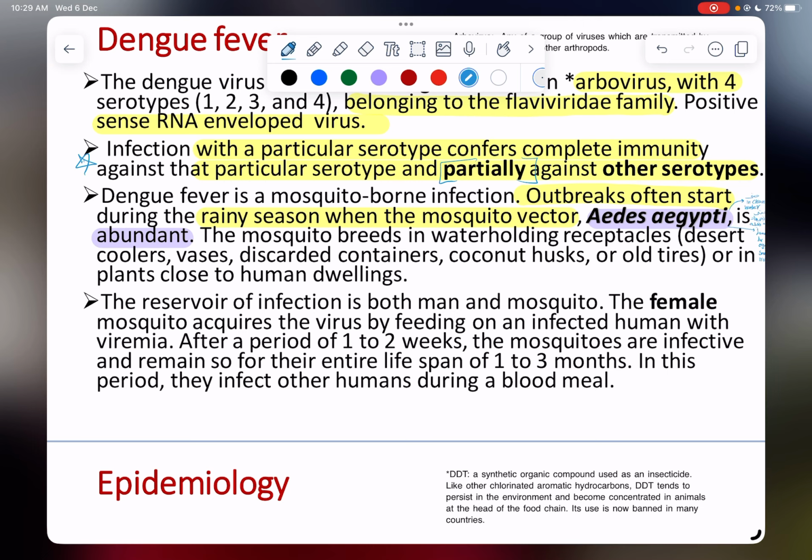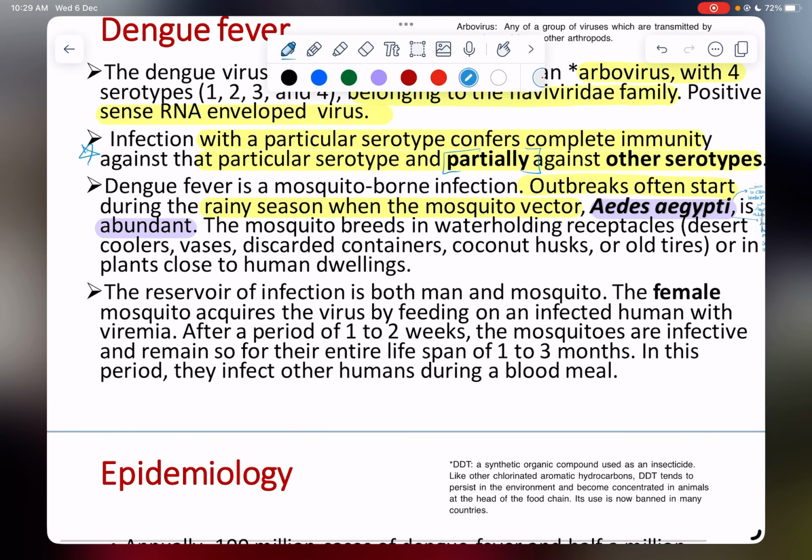Another important thing is that once a mosquito is infected, that mosquito will remain infected for life. So it's a permanent source. And there is evidence that there is also a trans-ovarian spread of this virus from the mother into the eggs and from the eggs onwards into the new individuals.